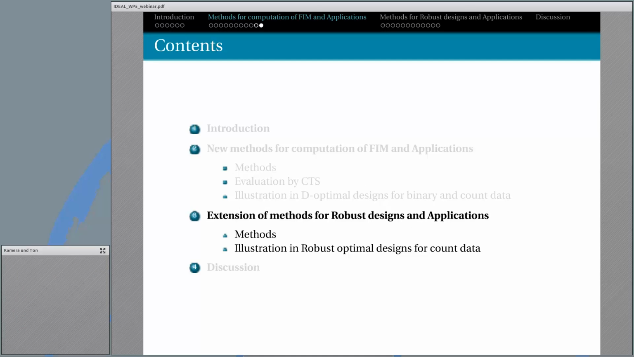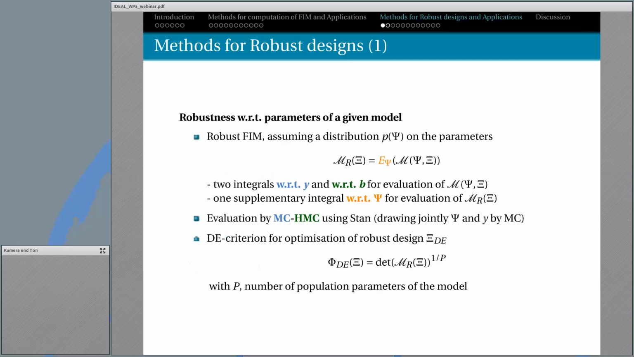So I now move to the third section of the talk, which is how we extended those approaches to robust designs and applications, and I will illustrate here only on continuous data. So as I have said, when you do design optimization, you have to choose your model and you have to choose the values of the parameters. So a first way to be robust is, instead of giving one value psi star to the parameters, to define a distribution P of psi for the parameters. And then you could try to find a design robust across parameters.